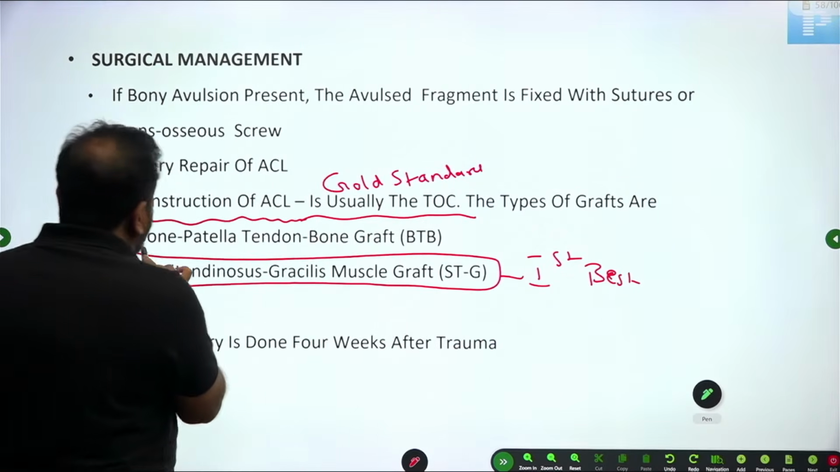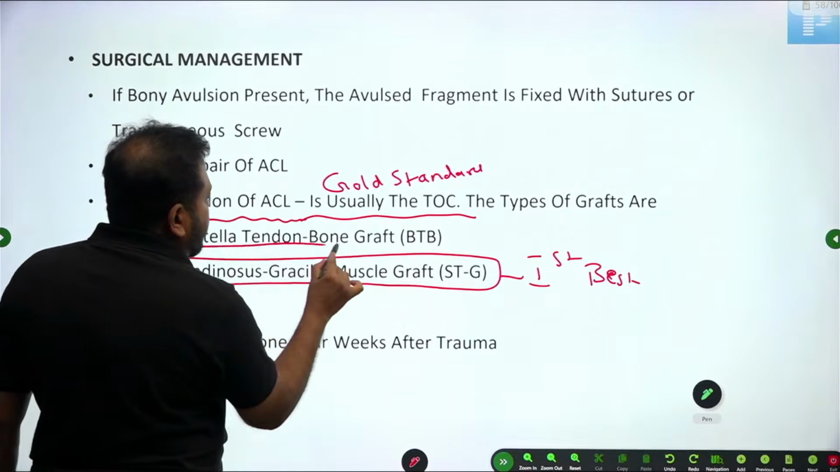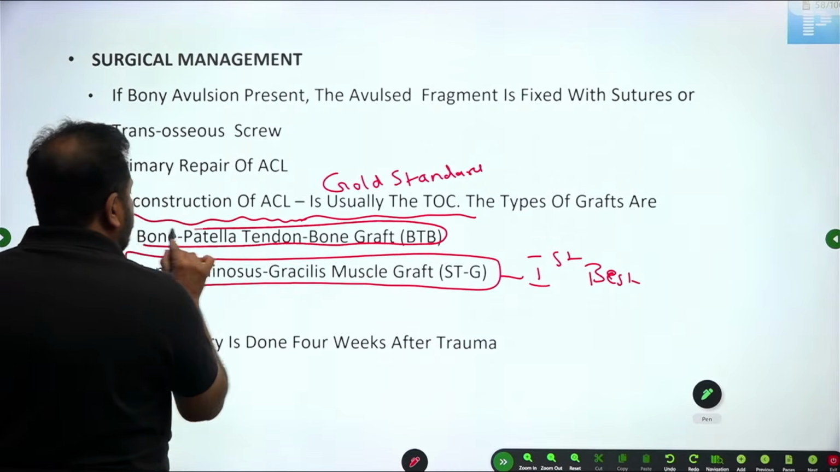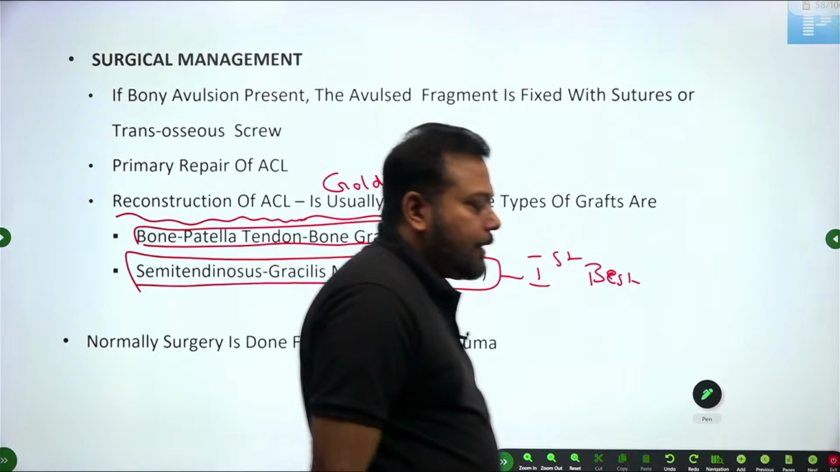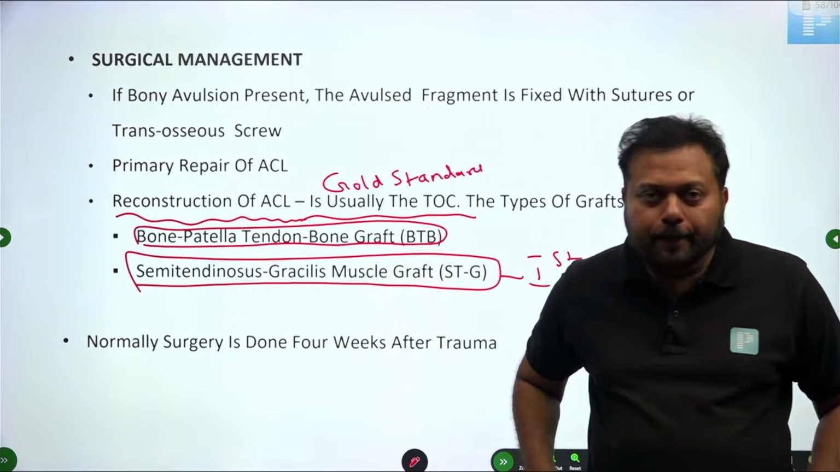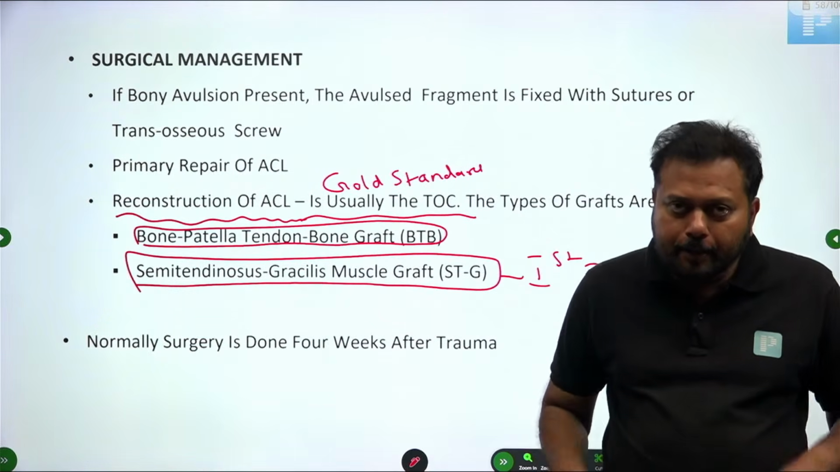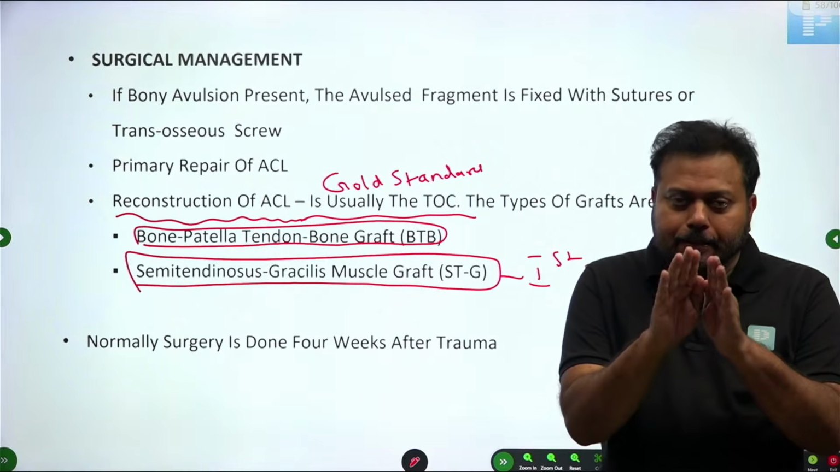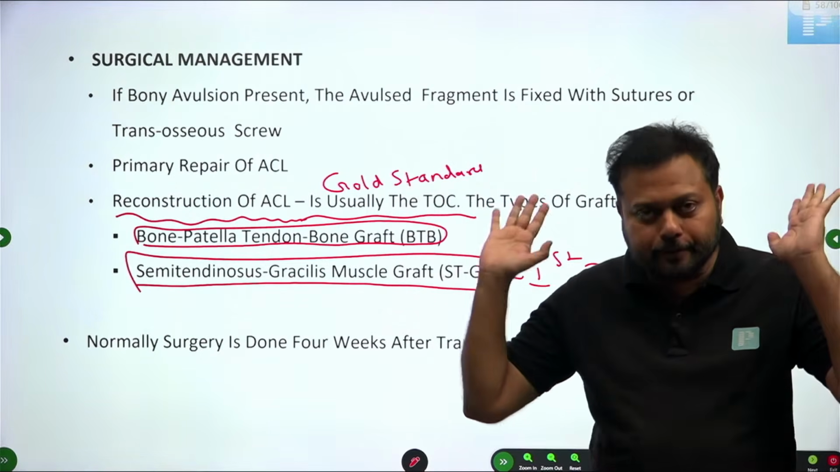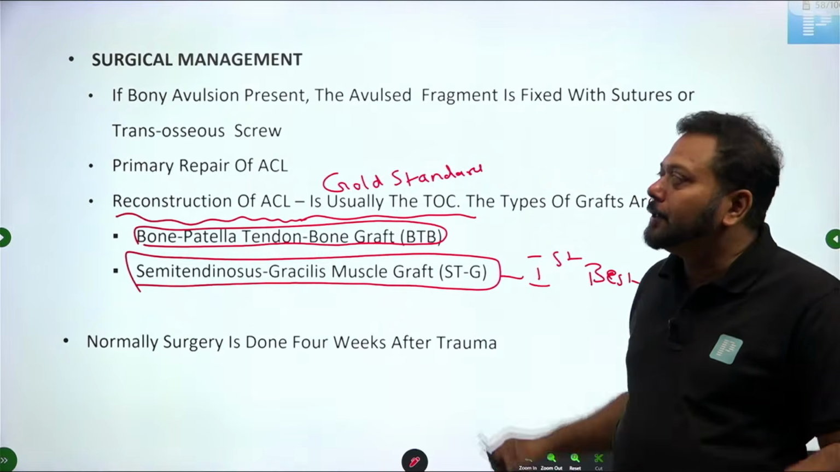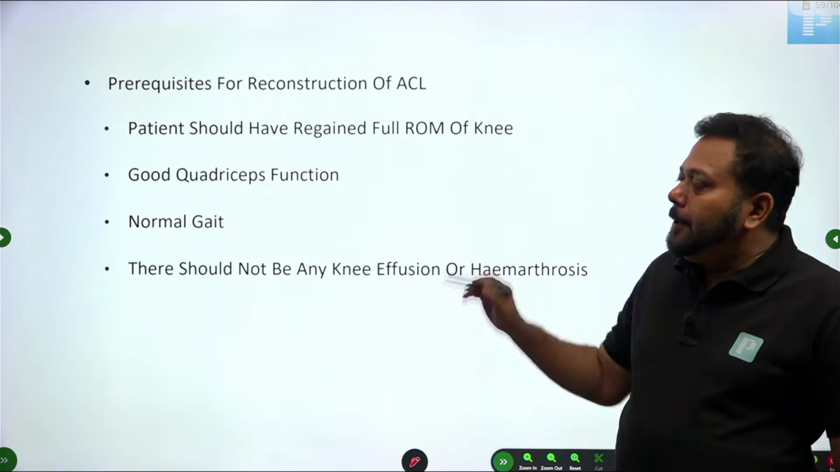Second option is the bone patellar tendon bone graft, BTB. So the best treatment for ACL injury, if they ask in exam, is very simple: ACL reconstruction using semitendinosus gracilis graft.